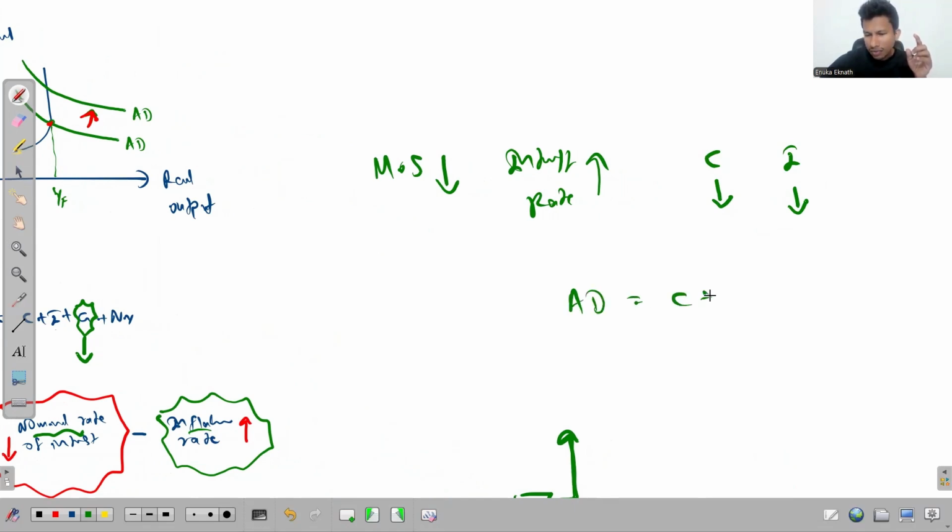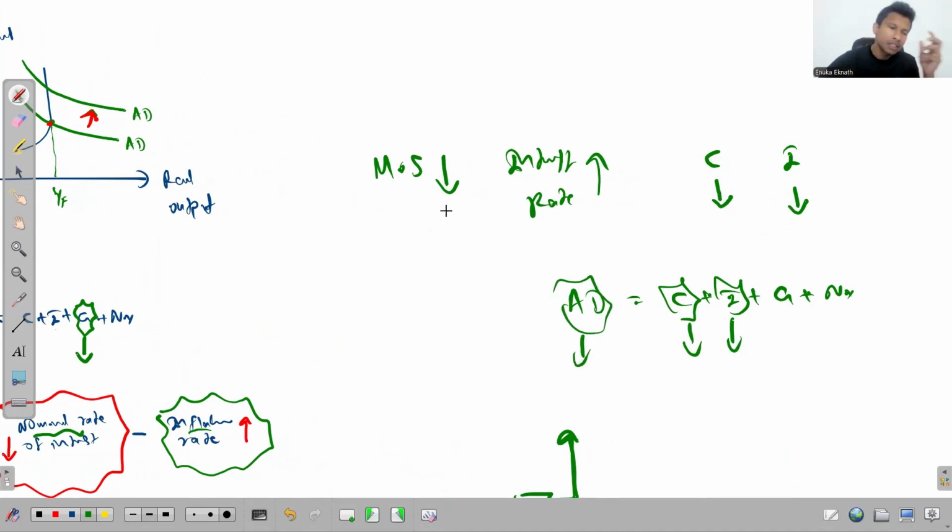Aggregate demand consists of these components. So when C and I get decreased, even the aggregate demand decreases.